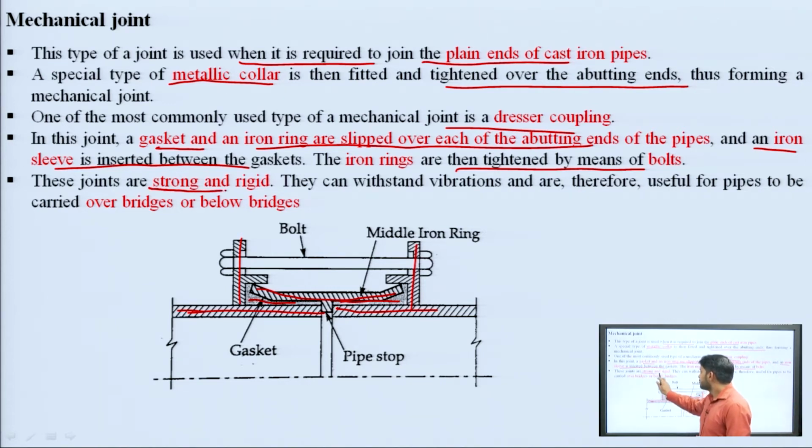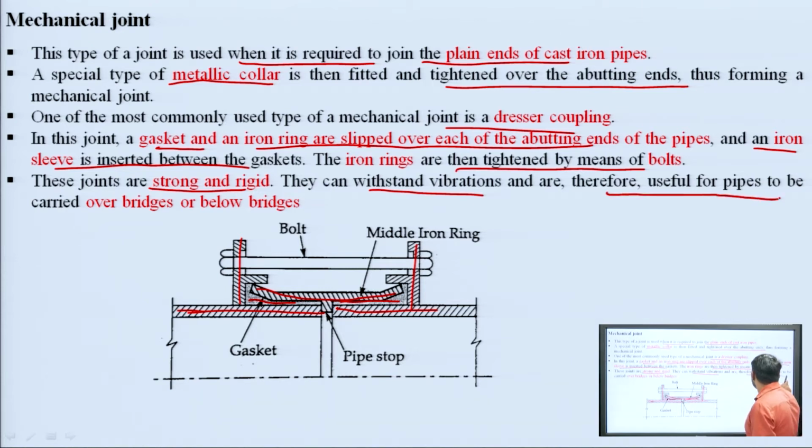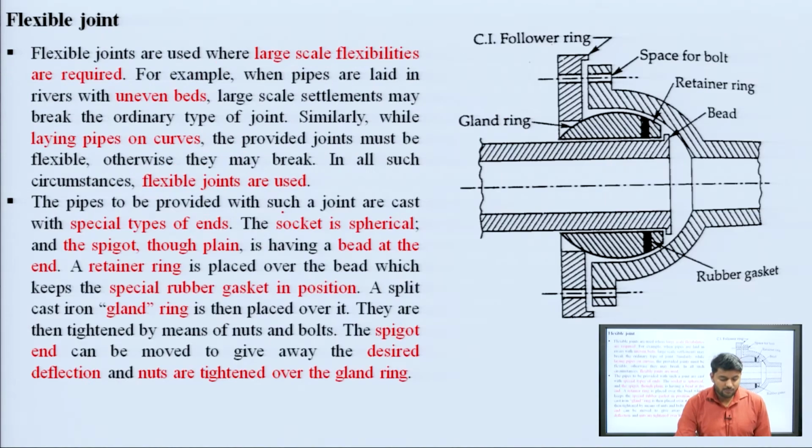These joints are strong and rigid, that is why they cannot be used at the point where there are vibrations, and therefore they are useful in the case of pipes that are going to carry water over the bridges or below the bridges.